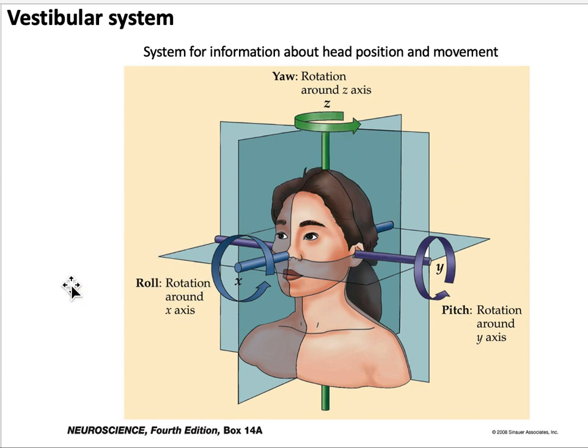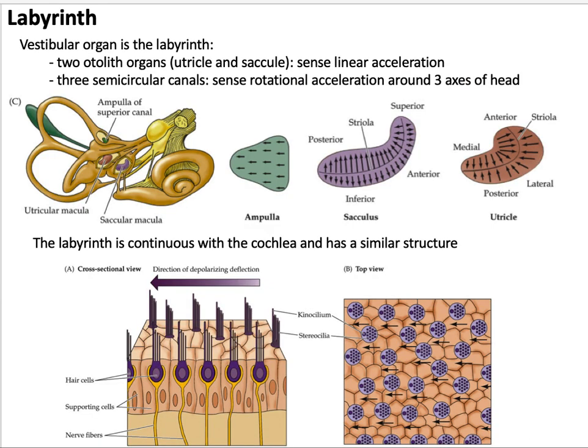And there's also a system for acceleration, not just around these axes. These are the rotational axes, but there's also systems for translation, so if you're moving forwards or backwards. So how does this happen? Well, we have the structure called the labyrinth, which is the fluid component of which is continuous with the cochlea.